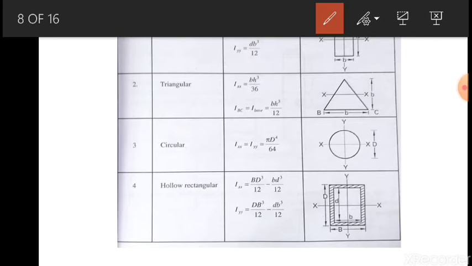The formula remains the same, but we have to subtract the moment of inertia of the inner section from that of the greater external section, so that we can get the moment of inertia of this hatched portion, right? If this is your outer section and this is your inner section, if you subtract the inner section from the outer section, you will get the remaining hatched portion of the section. So that is done by subtracting the smaller from the greater one.